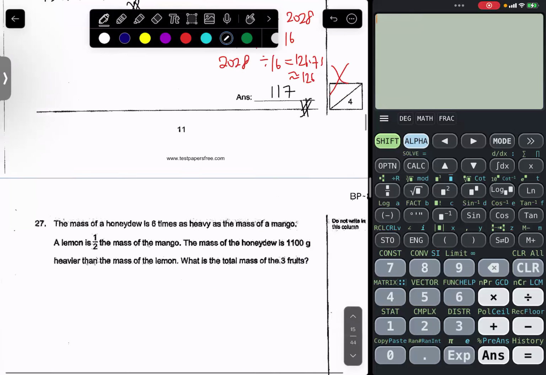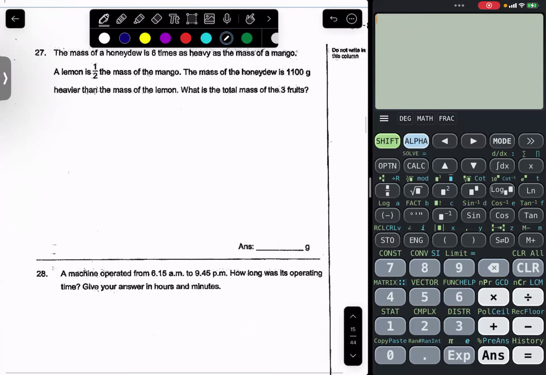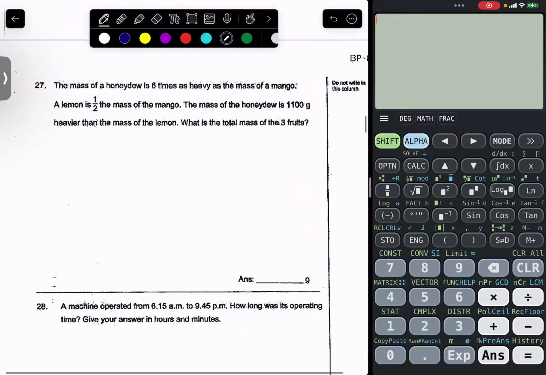Question 27. The mass of a honeydew is 6 times as heavy as the mass of a mango. A lemon is half the mass of the mango. The mass of the honeydew is 1,100 g heavier than the mass of the lemon. What is the total mass of the three fruits? This looks like a model question, right? Honeydew, 6 units.